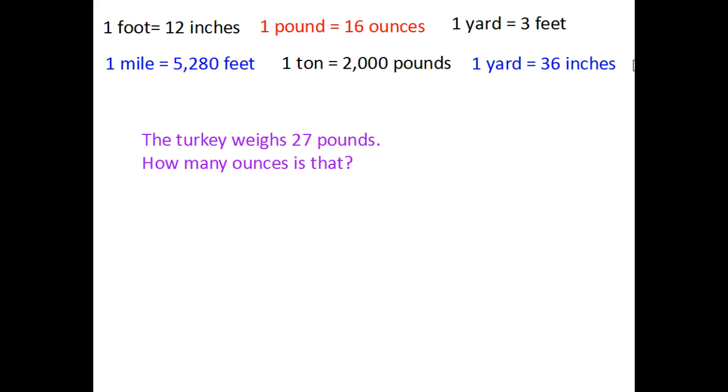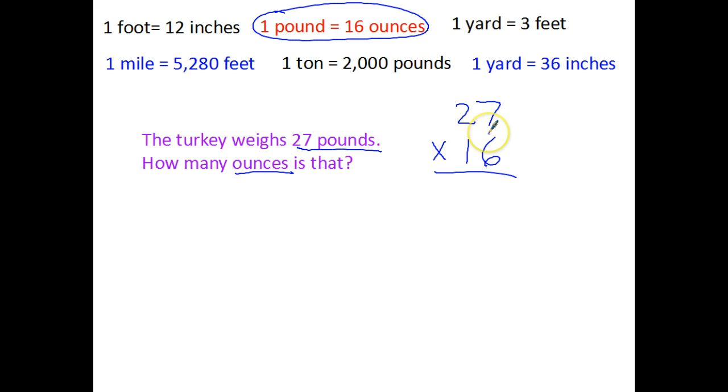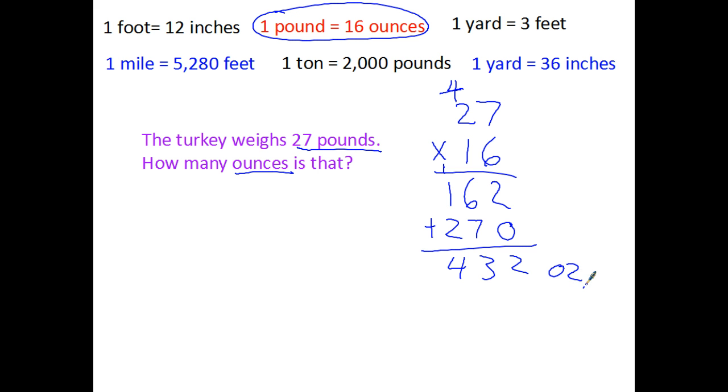The turkey weighs 27 pounds. How many ounces is that? This time I'm looking for a fact that has pounds and ounces. Here it is. 1 pound equals 16 ounces. So I'm going to be taking 16 times 27. 6 times 7 is 42. Put down my 2, carry my 4. 2 times 6 is 12, plus 4 is 16. Marco Polo. 1 times 7 is 7. 1 times 2 is 2. Add up my numbers. And I'm at 432 ounces.